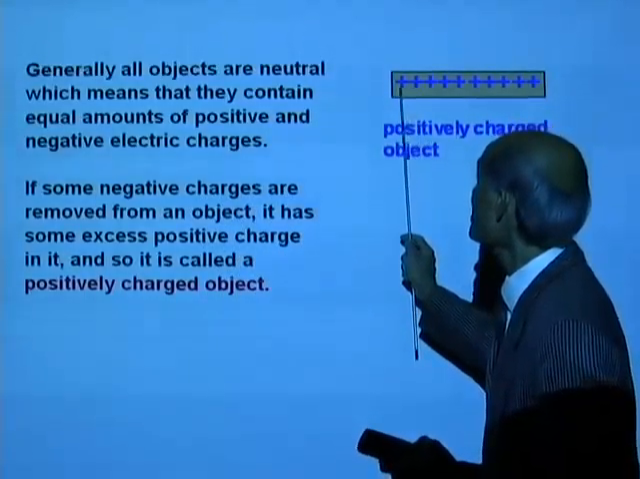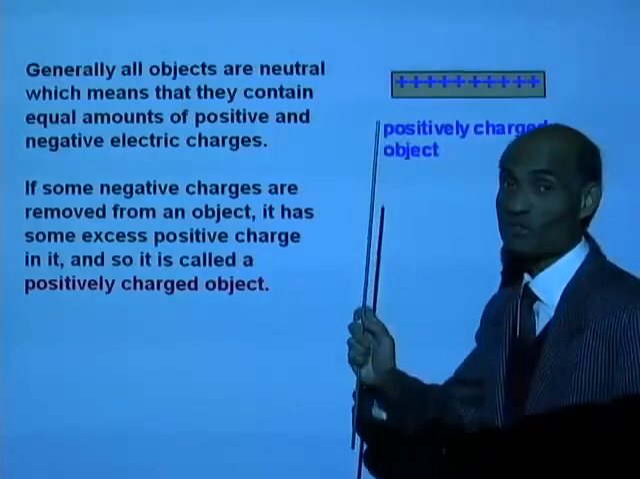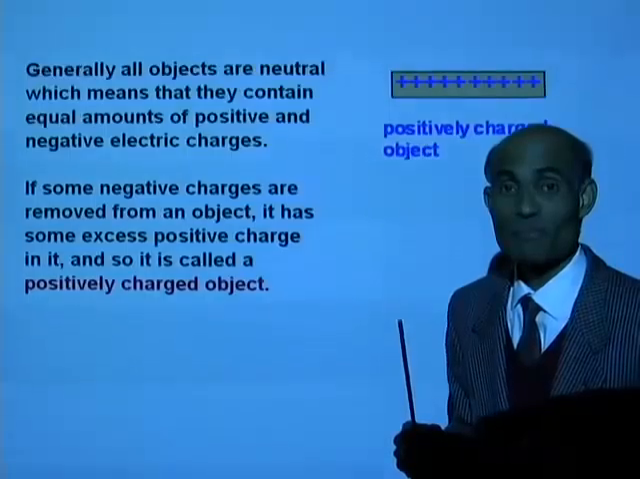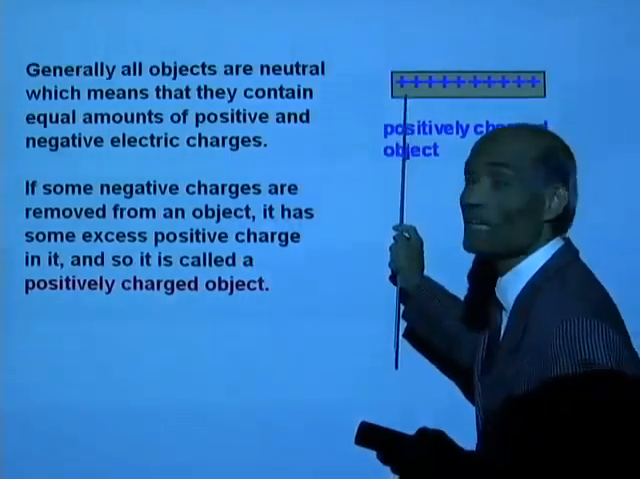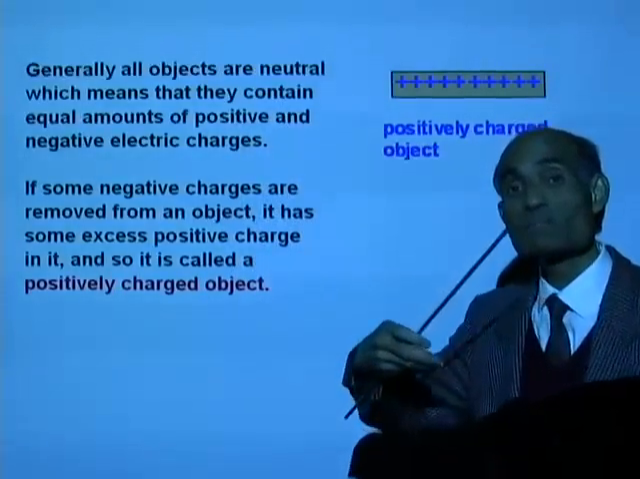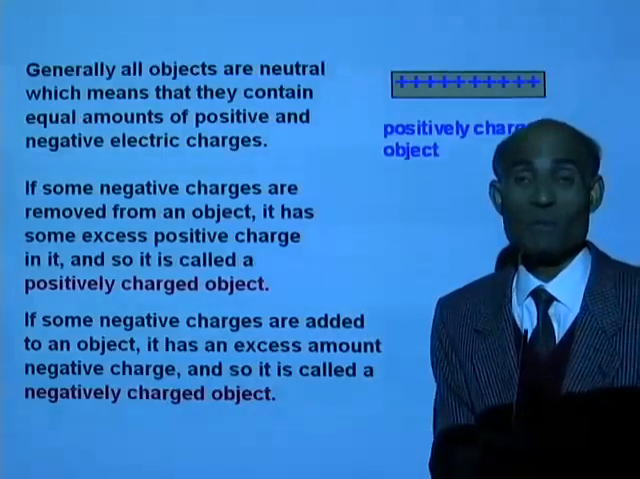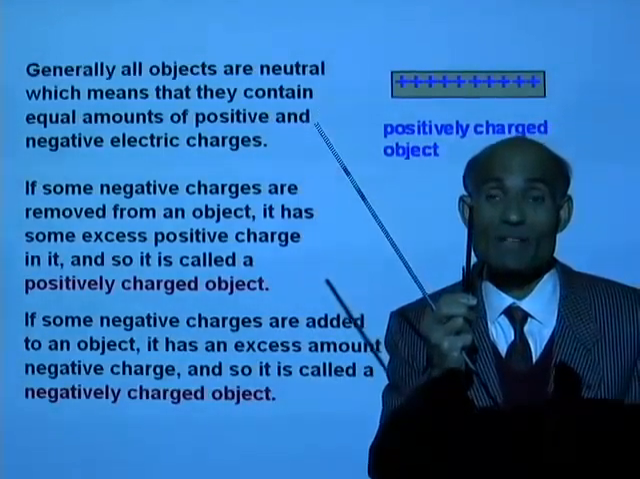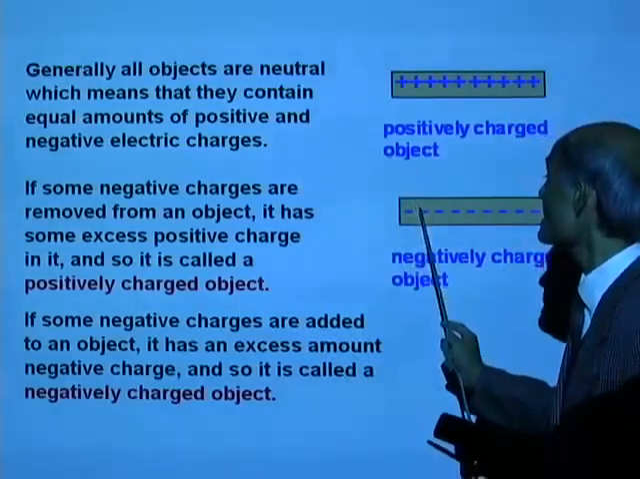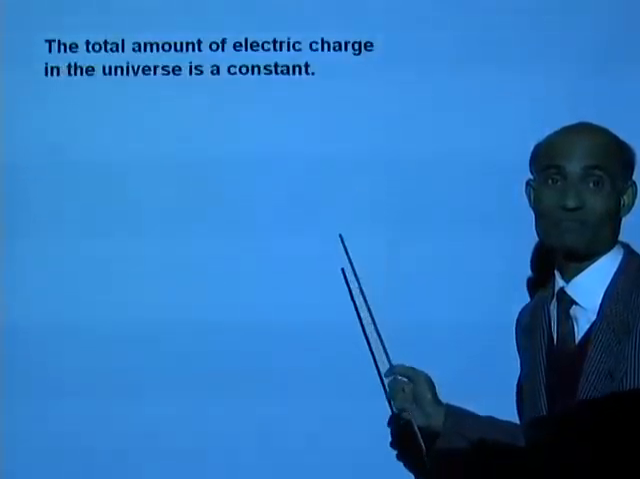A positively charged object we will represent like this. Does it mean that this contains only positive charges? No. It means it contains some excess positive charge. That means some negative charges are missing. In the same way, the pen has now acquired some negative charges. It will be called a negatively charged object. We will represent it like this.